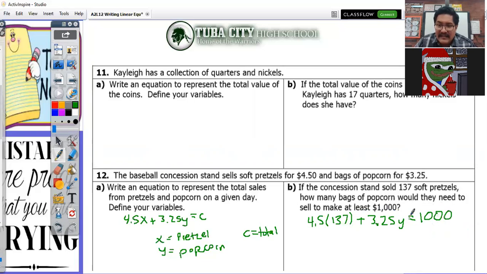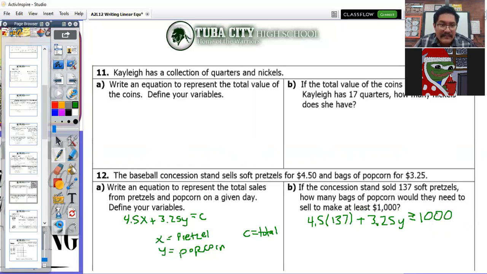Now in this case here, at least $1,000 would be an inequality. Really, in reality, it would be an inequality, because we can go over it. But I guess in this case, we're just going to work the problem out and use our mind, because we know if we sell more popcorn, we get more money. But right now, we're looking for the lowest amount of popcorn that we can sell to break $1,000 if we are almost certain that we can sell 137 pretzels.